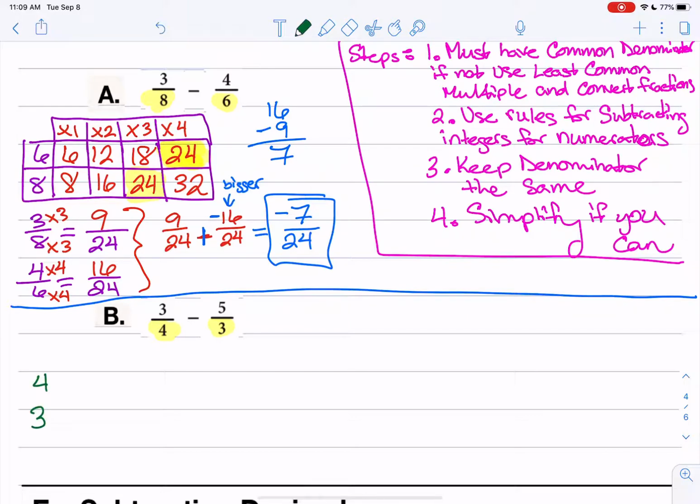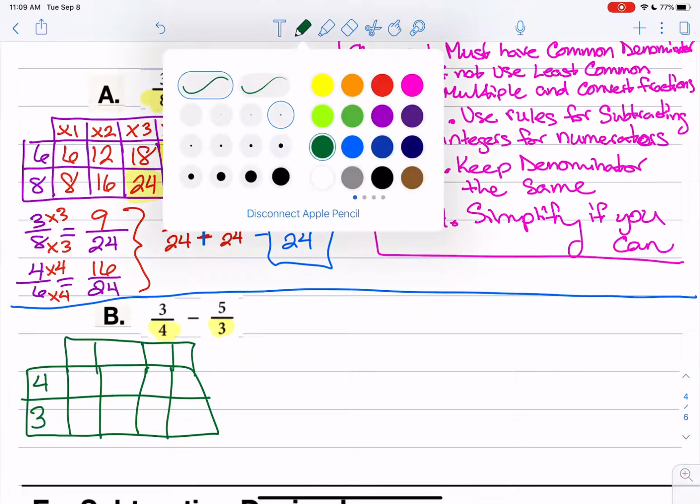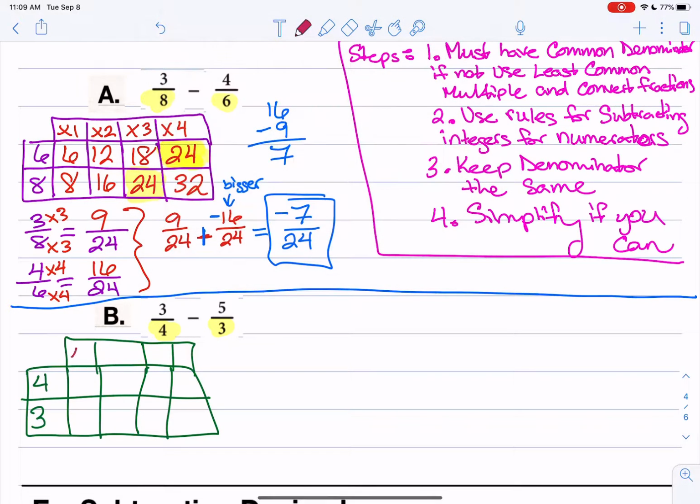4 and 3. Remember, you want to go out to 4 places or 4 multiples. We can always make the chart bigger if we don't find any common numbers. Let's go ahead and choose this color. I'm going to do times 1, times 2, times 3, and times 4.